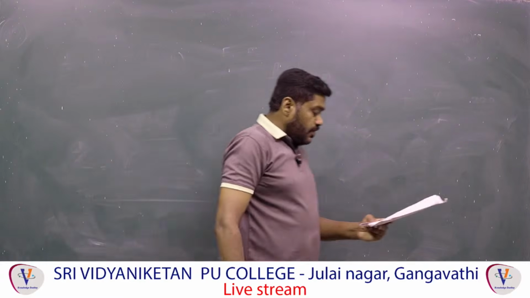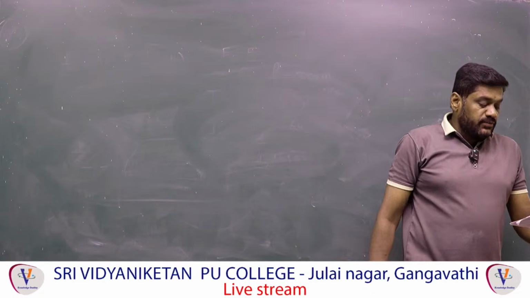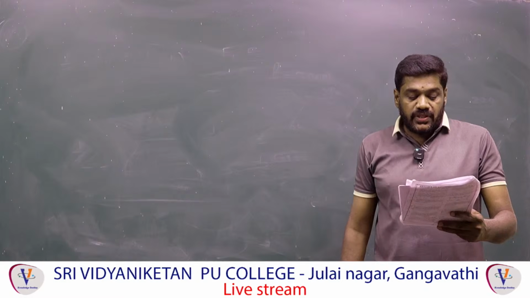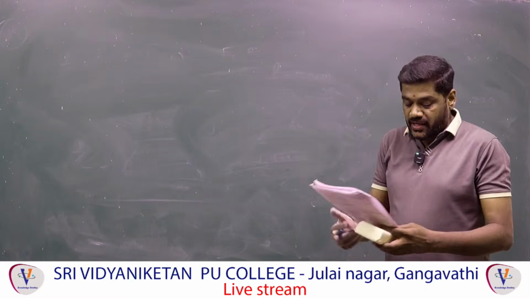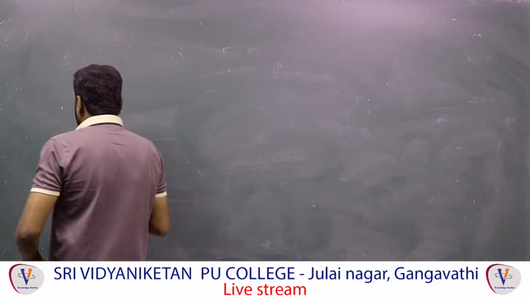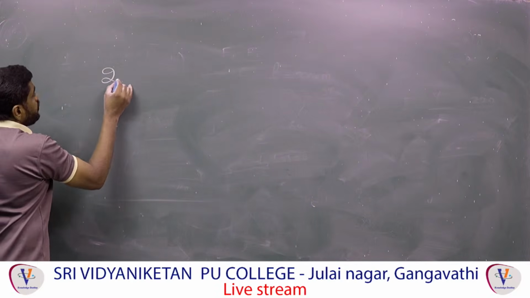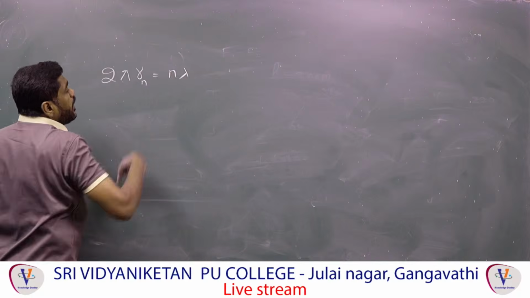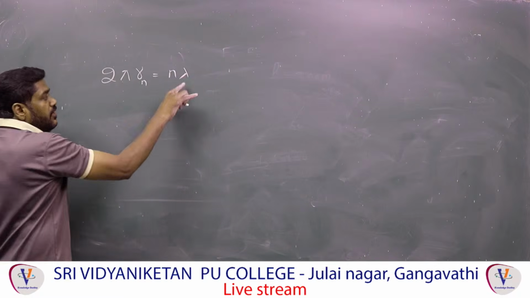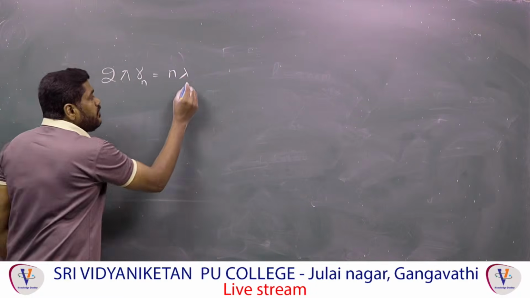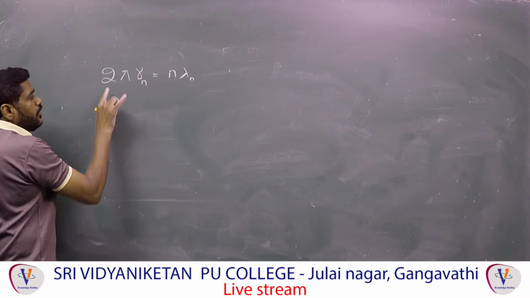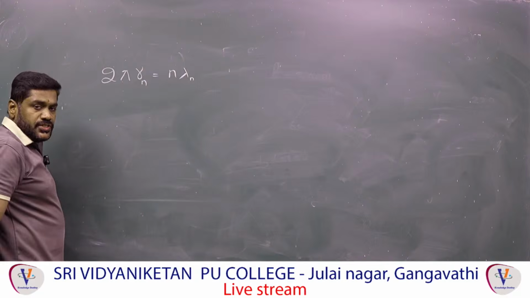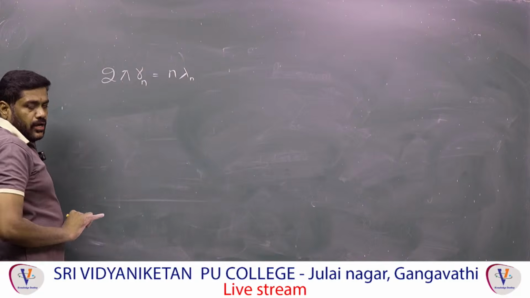Next, if the radius of the first Bohr orbit is r, then the de Broglie wavelength of the electron in the fourth orbit is given by, they are asking that. So what is the formula for it? The de Broglie relation: 2 pi Rn is equal to n into lambda n, the de Broglie wavelength in the nth orbit, where Rn is the radius of the given orbit.